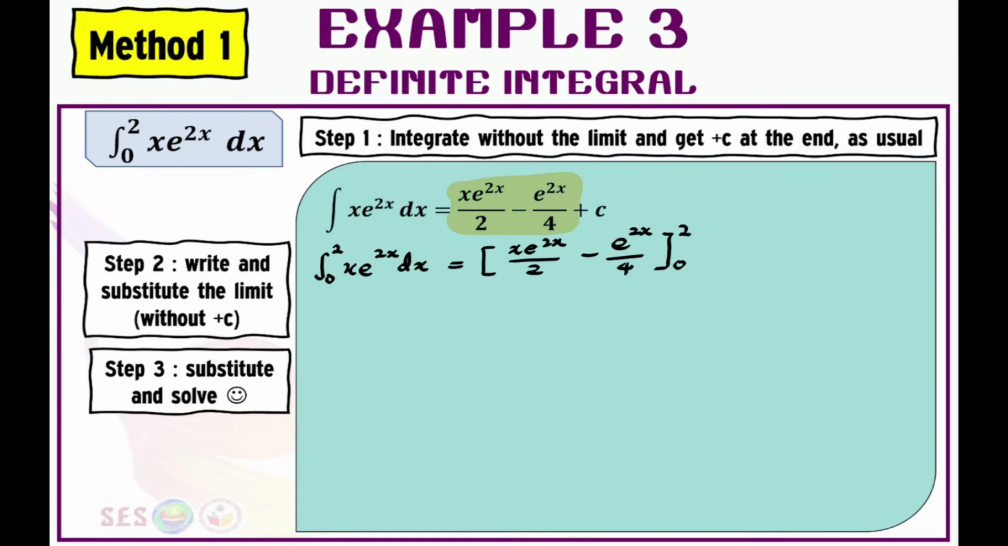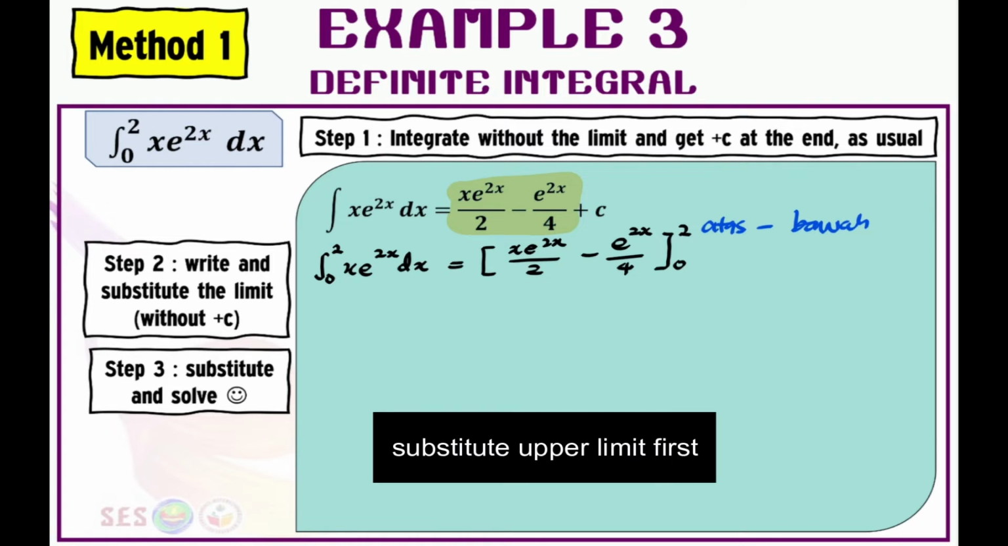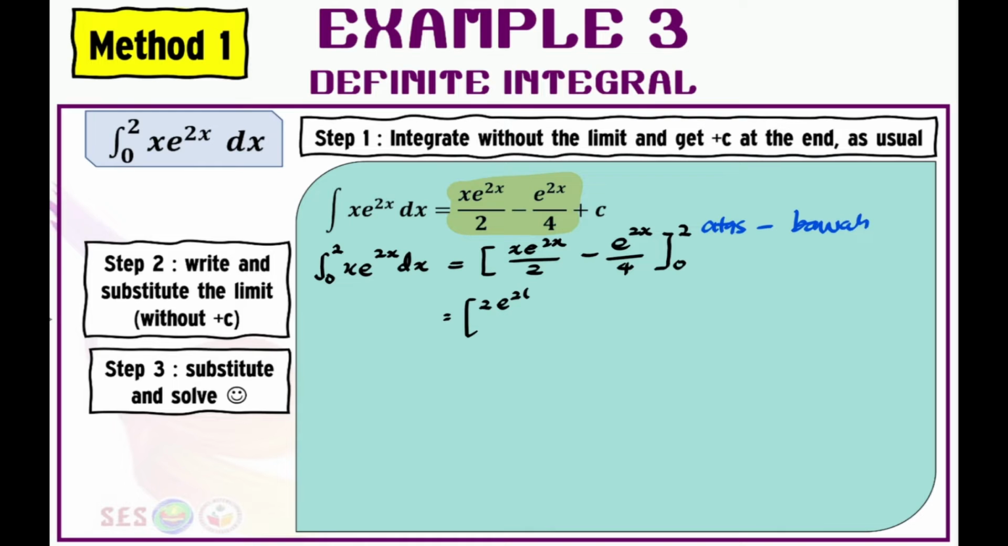Don't forget, it is atas tolak bawah. So who is atas? 2. And who is bawah? 0. Alright, so substitute upper limit first. So we have 2e^2 multiplied 2 over 2 minus e power 2 multiplied 2 over 4.